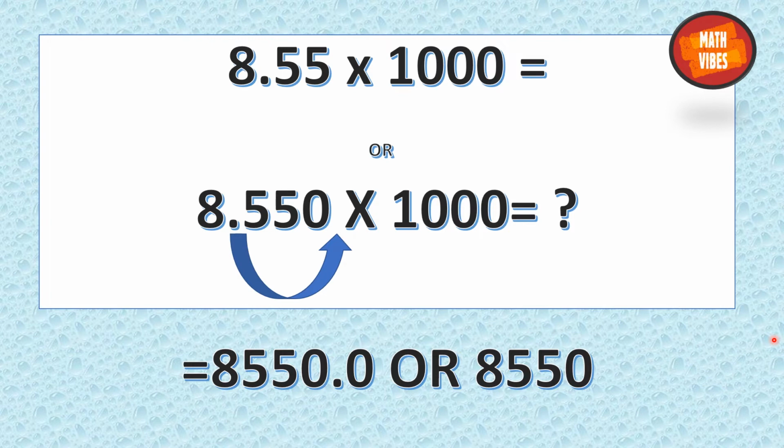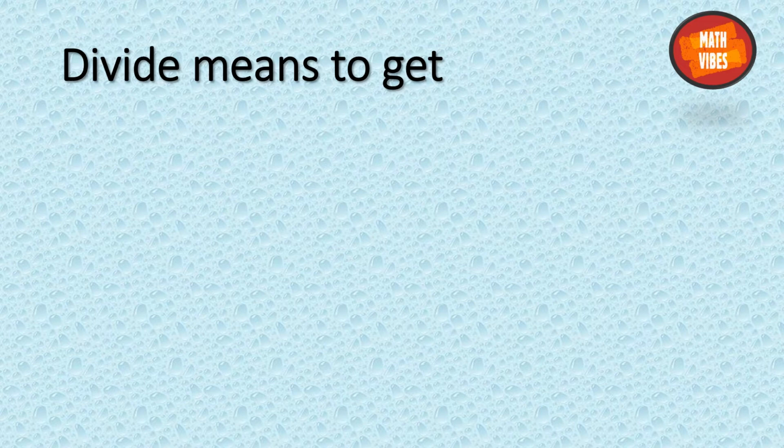8550.0, or we can say 8550. Now why am I skipping this 0.0? Because point 0 makes no sense. So that is why we can skip it also. It will not be wrong. Now this was about multiplication. Now let us learn about division.